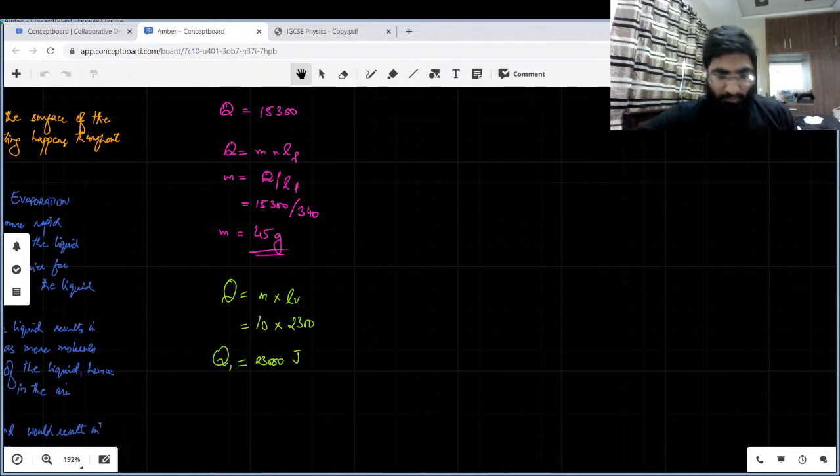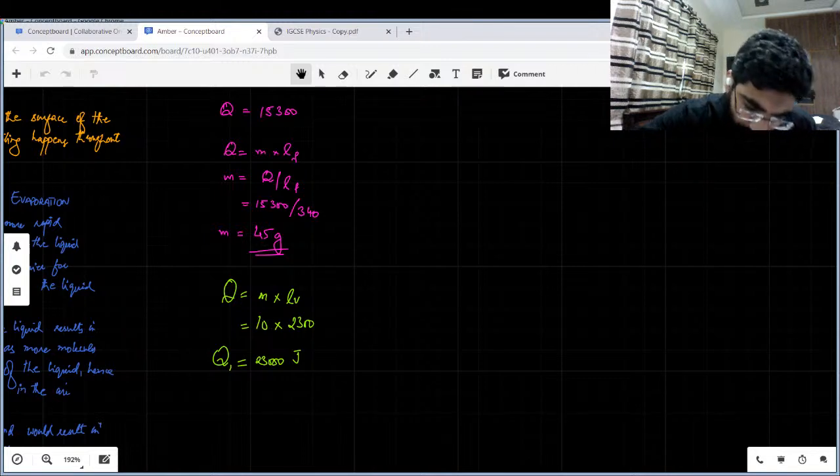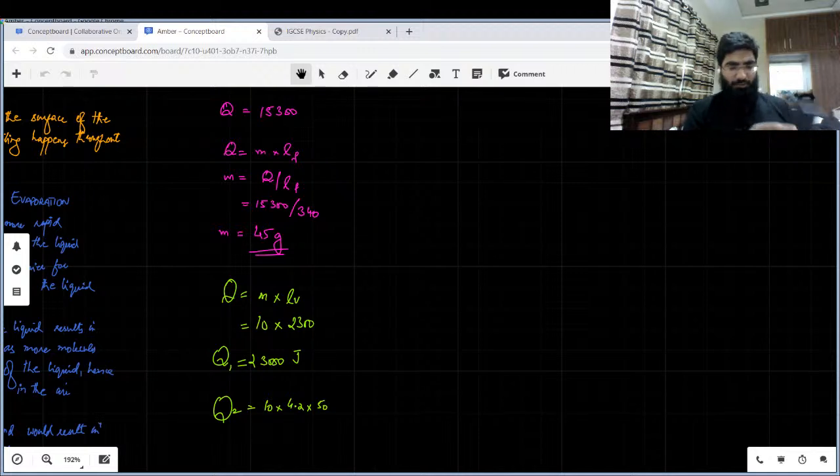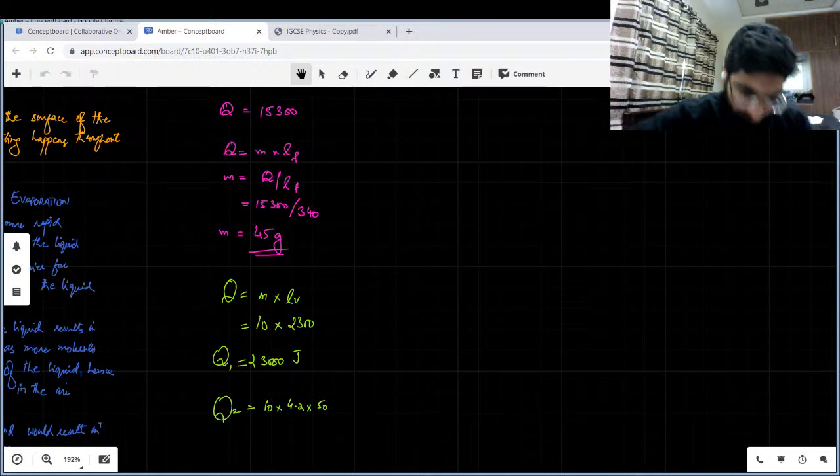And then I will need energy to drop the temperature by 50 degrees, because currently it's 100 degrees centigrade. I want to drop down to 50. So what I'll do next is Q2 is equal to mass is 10 grams, specific heat is 4.2, and change in temperature is 50. So 10 into 4.2 into 50 gives me 2100.